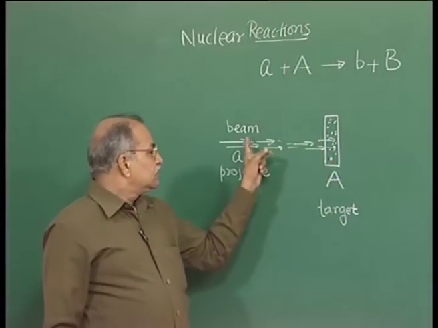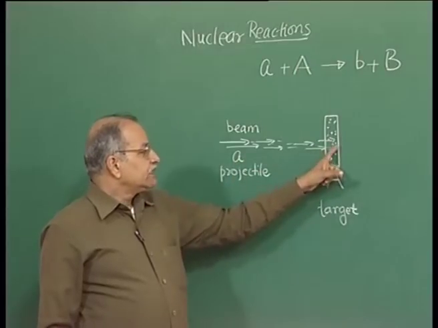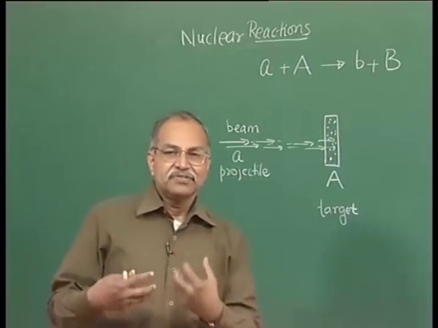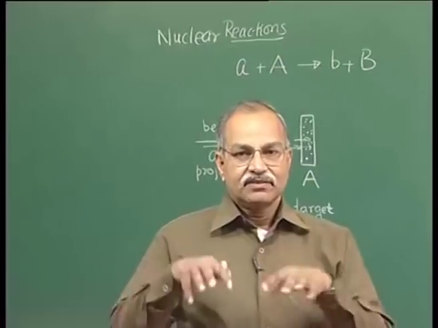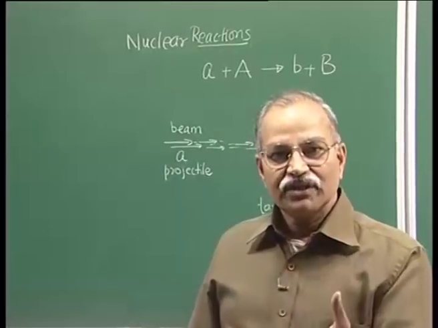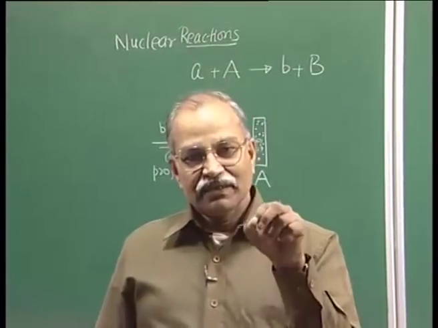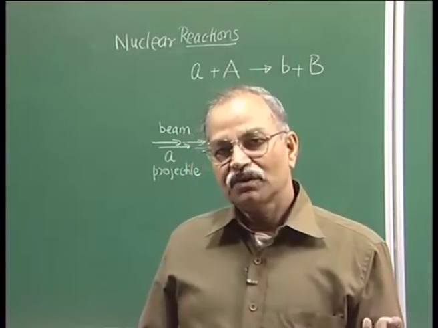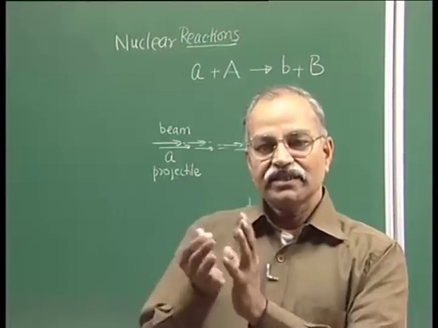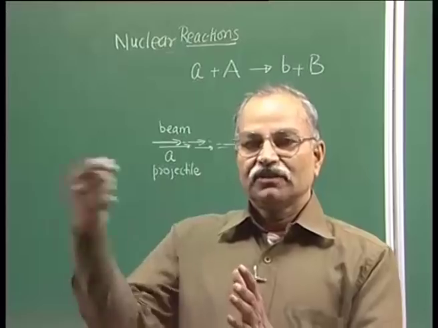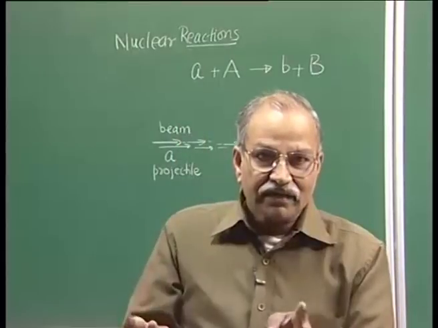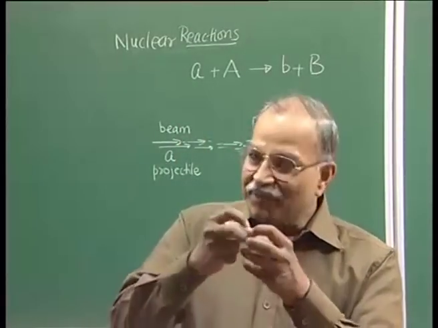Then the nucleus a and the nucleus capital A interact here in this target volume, and there is a variety of possibilities for these reactions. This nucleus capital A may get converted into a nucleus capital B, and the particle a may get converted into a particle small b. Some changes have taken place in the nucleus, perhaps one neutron is added or one proton has gone out, so capital A becomes capital B, but it is inside that target material. So, it remains there.